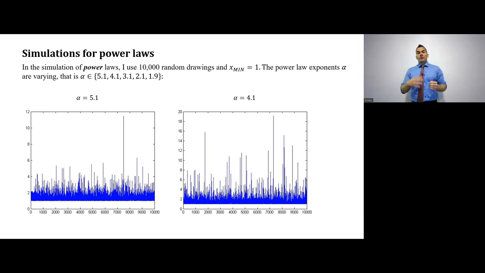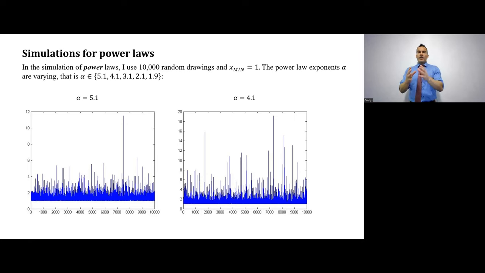Now let's move to the figure on the right-hand side. Here we have a power law exponent of 4.1, okay? And we see a similar pattern, but the outliers have a higher magnitude. You see the largest observation here is close to 20, let's say between 18 and 20.